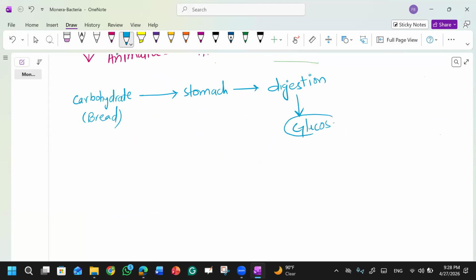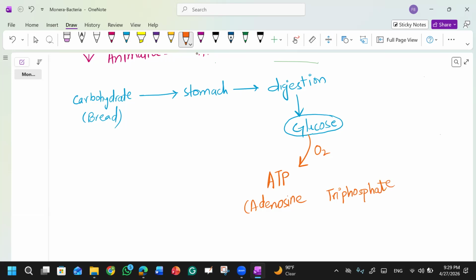But remember one thing, that your blood cannot get energy from glucose directly, because glucose is a bigger molecule as compared to your cells and your tissues. So what is needed? It is needed to convert this glucose into a useful form. So our body converts glucose into ATP. For this reaction, you need oxygen. This is what they have mentioned. ATP is adenosine triphosphate molecule. Clear?